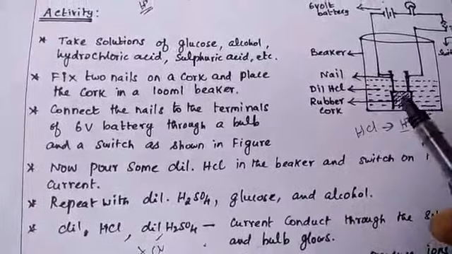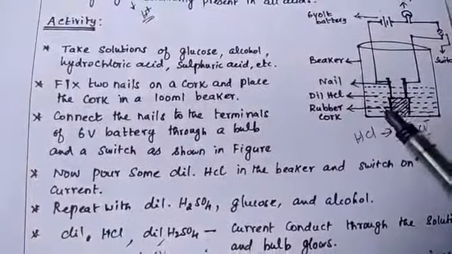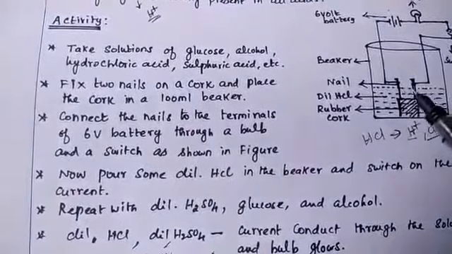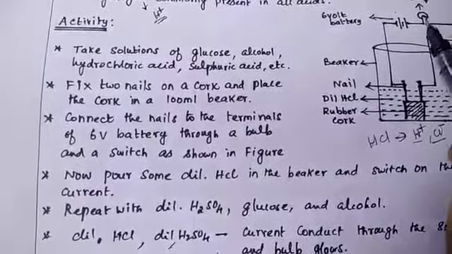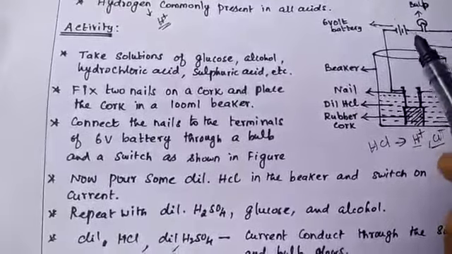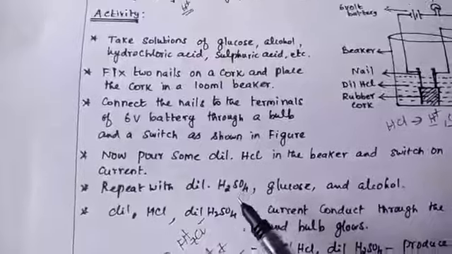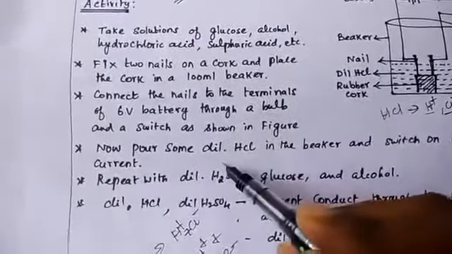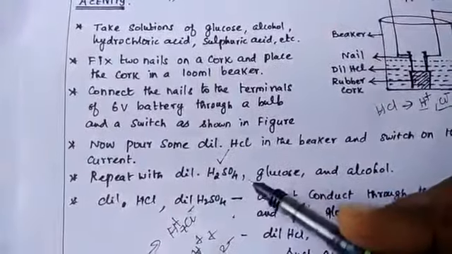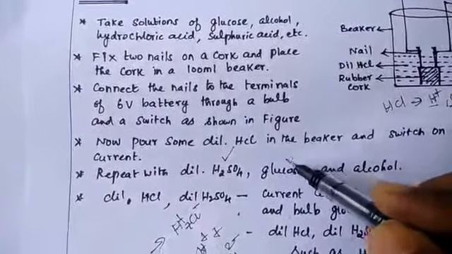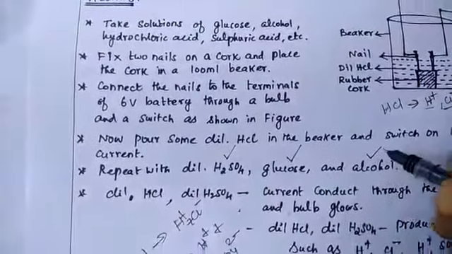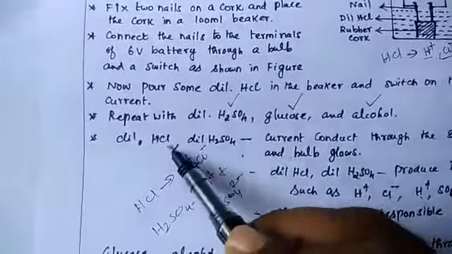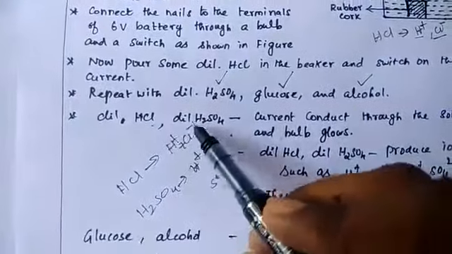Now you switch on the current, the bulb is glowing, and the current is moving. The ions are moving from one electrode to another electrode. The same activity is repeated with dilute sulfuric acid instead of hydrochloric acid, and then with glucose or alcohol solutions.